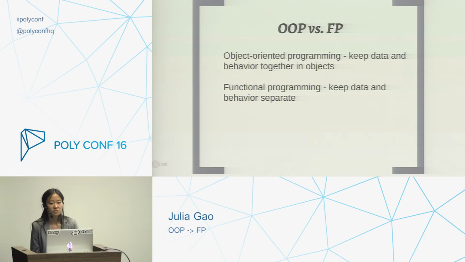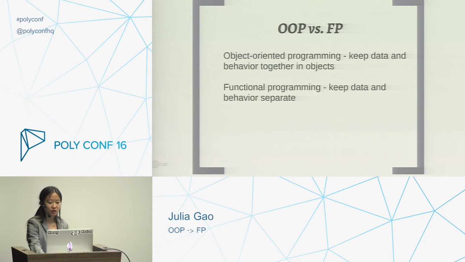Okay, so the second part is OOP versus functional programming, right? In object-oriented programming, we tend to keep data and behavior together in objects, and that's why it's called object-oriented. But in functional programming, we tend to keep data and behavior separate, and we tend to write more functions rather than classes, hence the name.